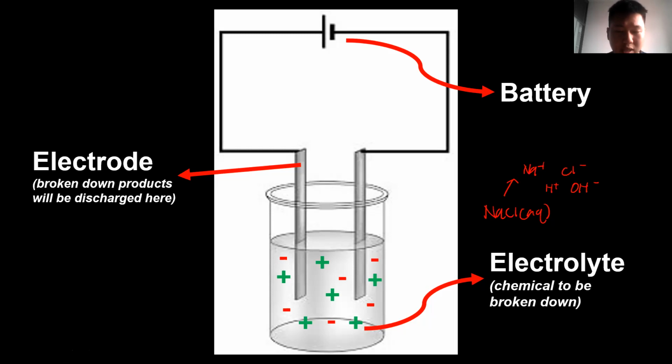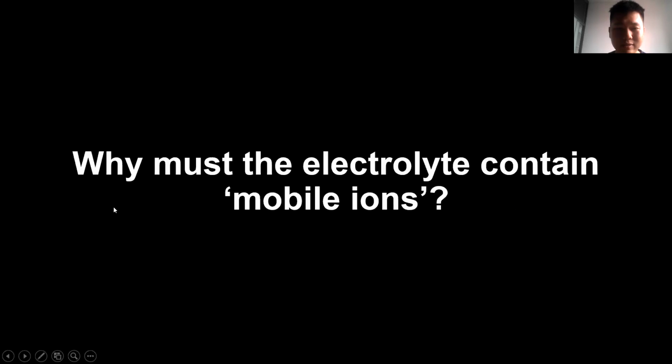If we learn the later part of the chapter, we will know that not all the products will be discharged at the electrode. In some cases, especially if we are using active electrodes like copper, the electrode will actually take part in the reaction. So these are the things that I will touch on later on.